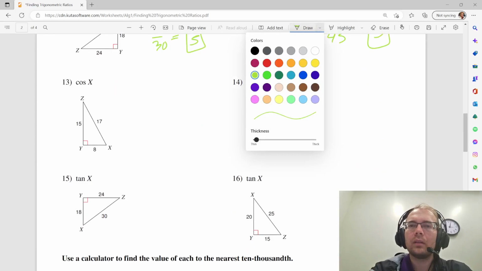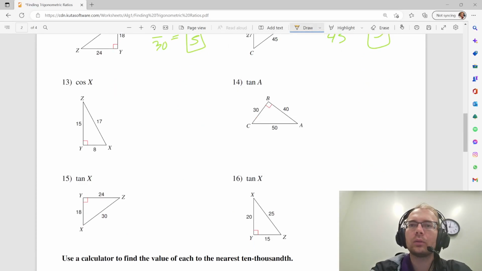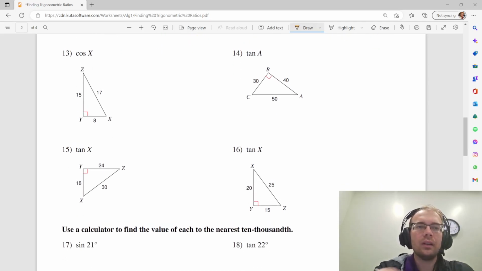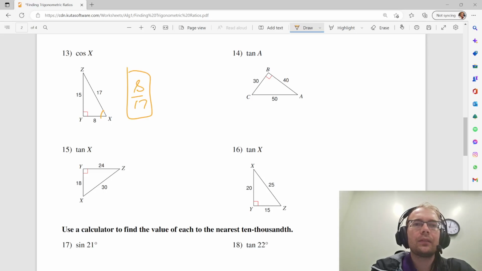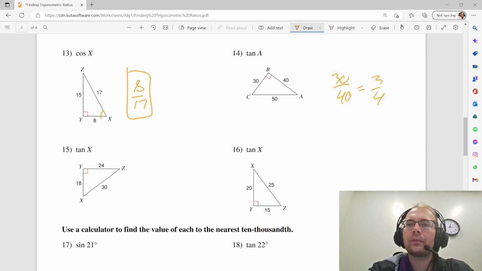Okay. And I would do yellow, but yellow doesn't show up very well, so let's just skip straight to orange. So there's enough contrast that I don't have to try to change the thickness of the marker or something. Okay, x is right here. So we have 8/17. Tan A. Here's A, so we have opposite over adjacent, so 3/4.